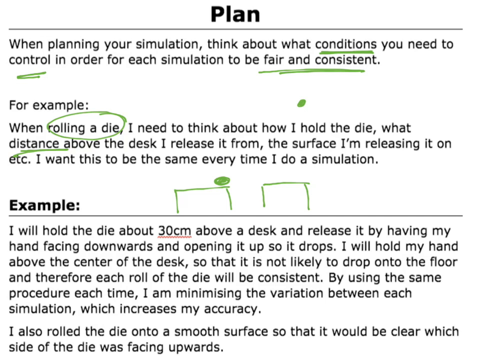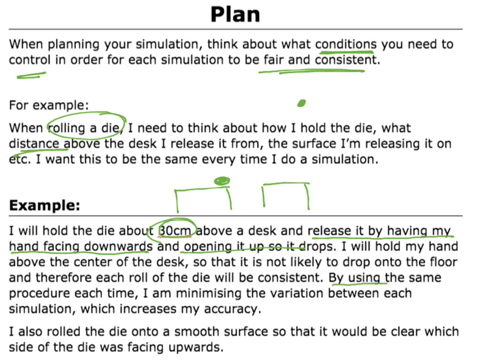In my instructions I would put a little note, and I've said here I'm going to hold the dice 30 centimetres above the desk. So I'm going to be reasonably precise and try to be consistent. Every time I drop the dice, I'm going to drop it from about that same height. I've also been quite specific that I'm going to release it by having my hand facing downwards and then opening it up so it drops. So I'm being quite specific about the technique that I would use.